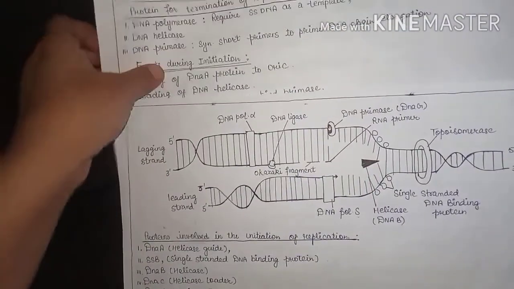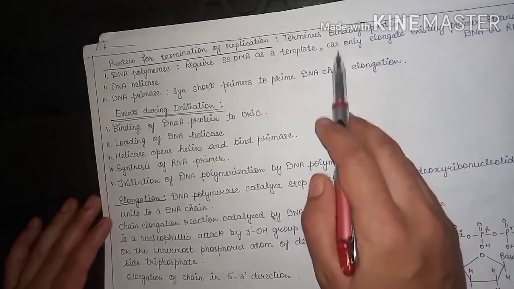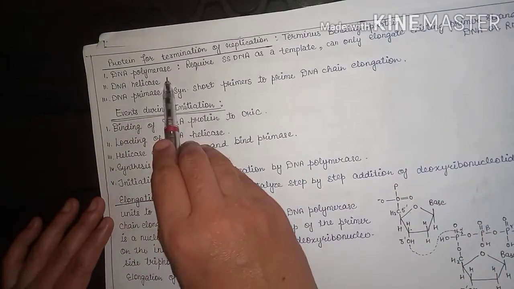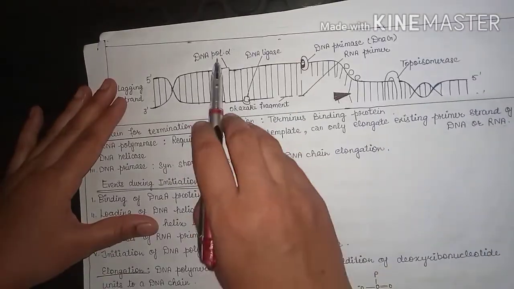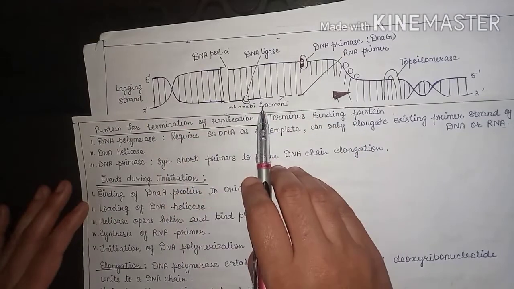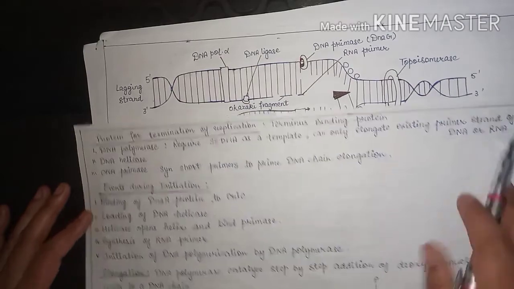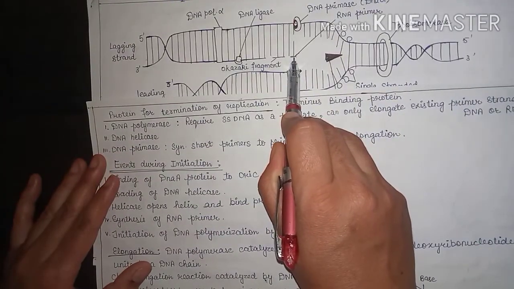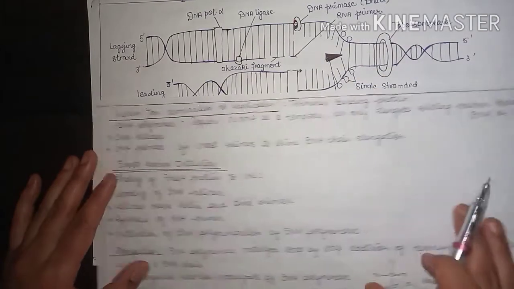And next is the protein for the termination of DNA replication. There is one protein involved in this case, the terminus binding protein. DNA polymerase is a protein which requires a single stranded template. As it requires a template to perform replication, it can only elongate an existing primer strand. Unless the primer is attached, it does not perform its function, right?